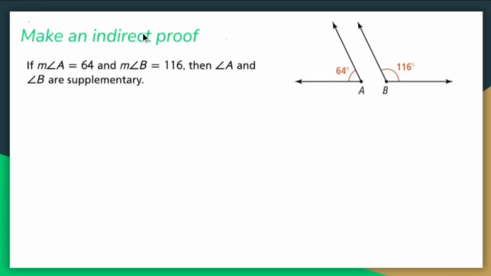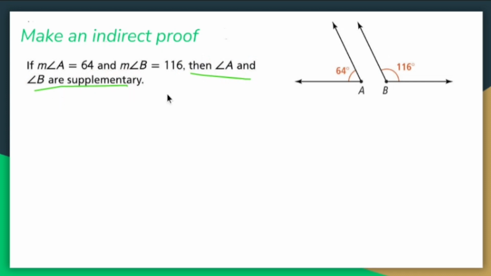Make an indirect proof. If the measure of angle A and the measure of angle O is 64, and the measure of angle B is 116, then A and B are supplementary. What's an indirect proof? I already made a video on indirect proof, so I'm not going to break it down. But first things first, we are going to take the second part of what we're trying to prove and assume the opposite. We're going to assume that they're not supplementary.